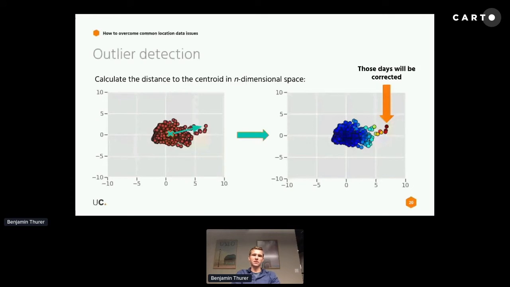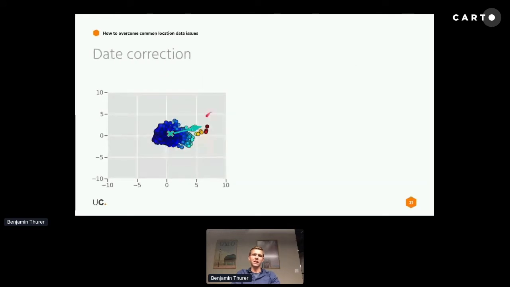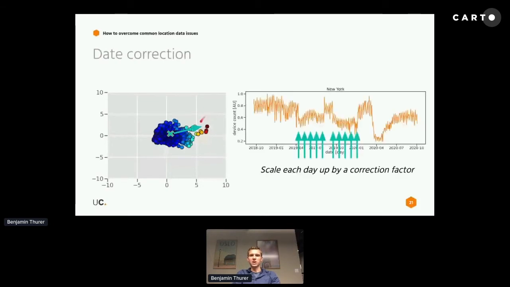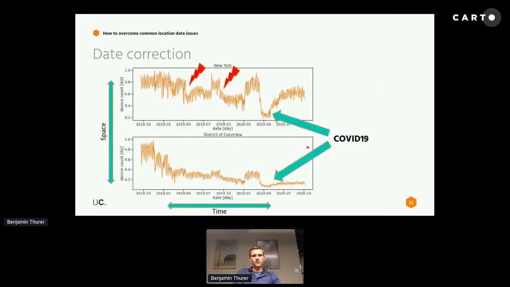We are calculating those outliers based on the components, and based on this information, we create correction factors, which we then use to multiply the data and scale the data up, which is depicted here on that side. So how does it look? This is the data I showed you before for New York, and we still see the timely issue here, but we also don't want to correct for the COVID-19 period.